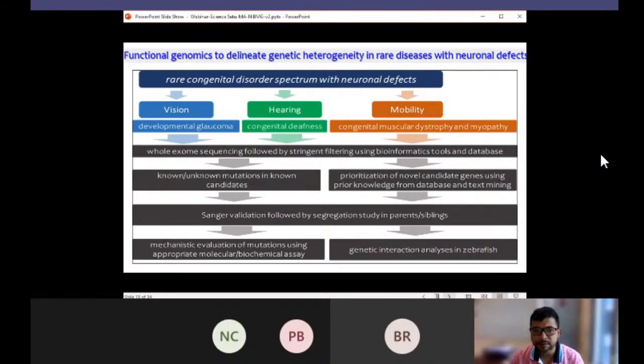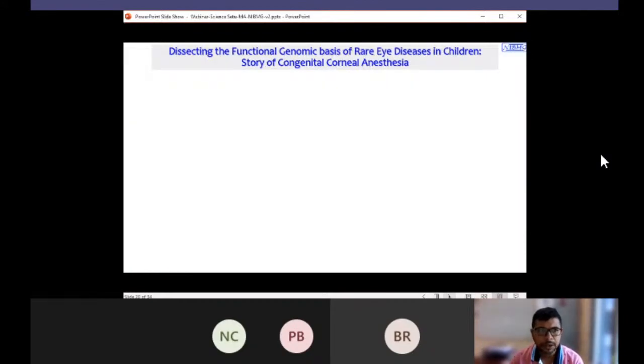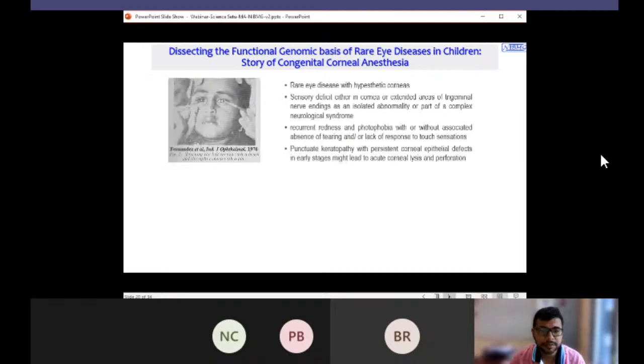So that's basically the flow that we follow here for rare diseases with a lot of genetic heterogeneity, rather rare disease spectrum. So I'll share some of our results here. The first one is a story of a disease called congenital corneal anesthesia, where you can see this is a very old slide. It's published in Indian Journal of Ophthalmology in 1976.